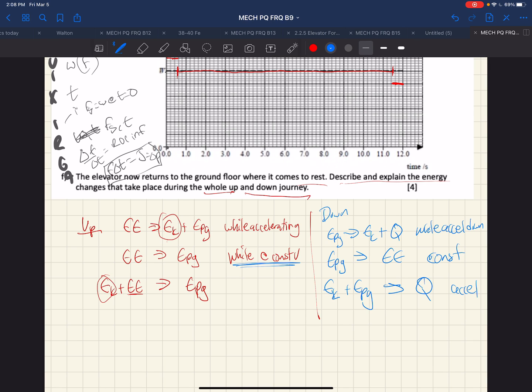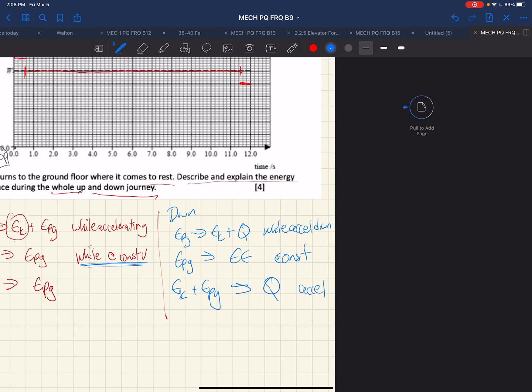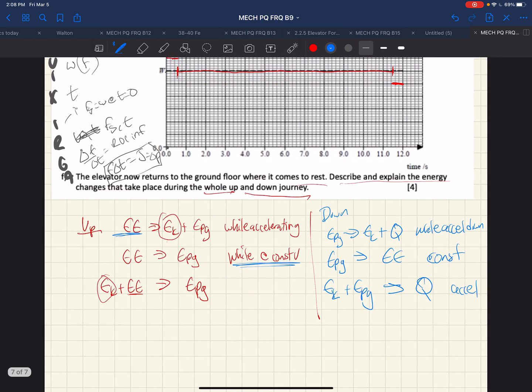So all the energy that went into the system initially was electrical energy that went into kinetic and potential. Then the potential went into thermal energy at the end. And that is question B9.